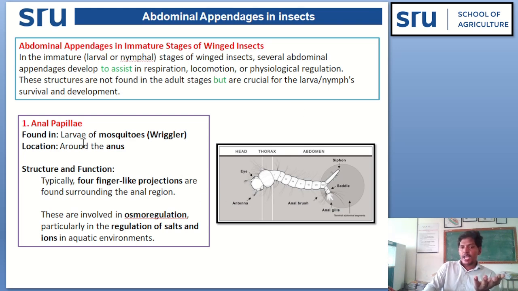So the first one is the anal papillae. This is found in the larvae of the mosquito, also known as the wriggler. They are found around the anal region. See their structure and function. Typically, there are four finger-like projections surrounding the anal region, the anal papillae. They are involved in osmoregulation. That is, they regulate salt and ion concentration in the aquatic environment.